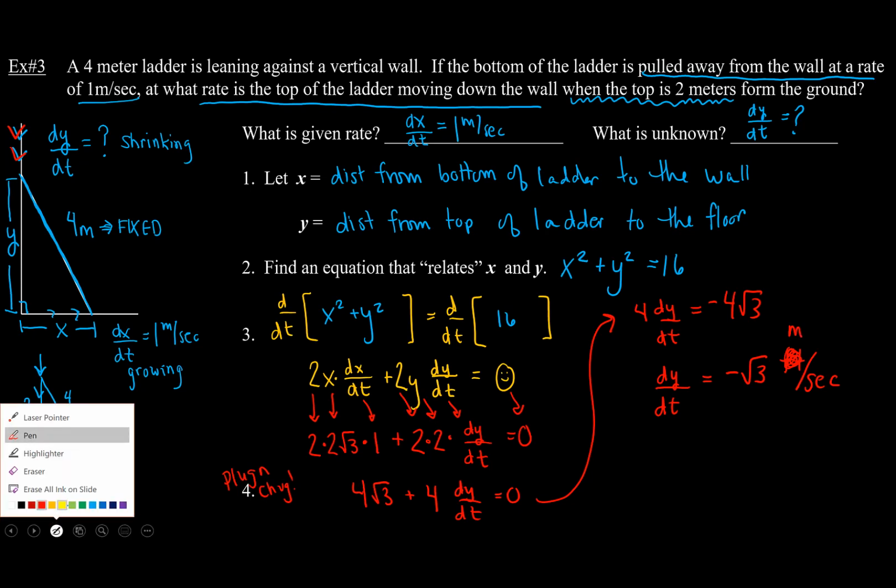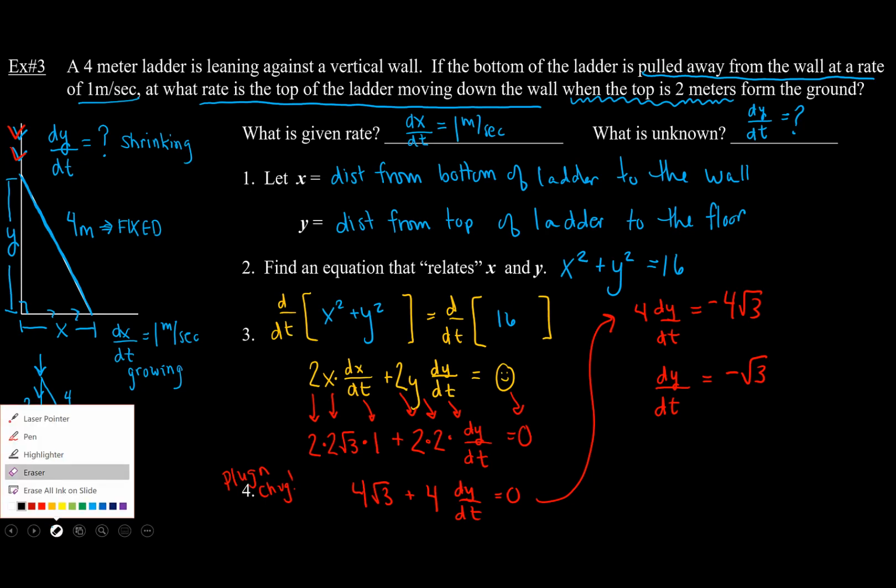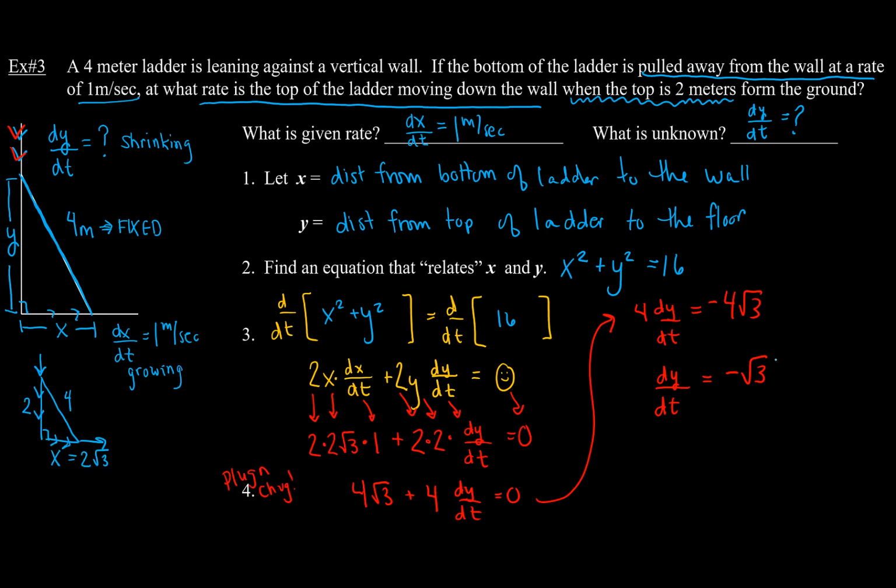Now, does that answer make sense? Maybe not the numerical, because I think sometimes it's hard for us to visualize the numerical aspect of this. But it should make sense that it's negative, right? Because remember, that ladder is sliding down the wall. So y is shrinking. So when you do your work, you better get a negative answer.